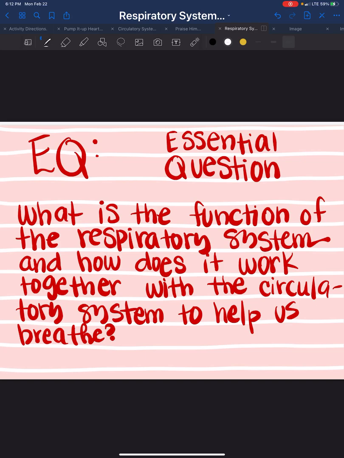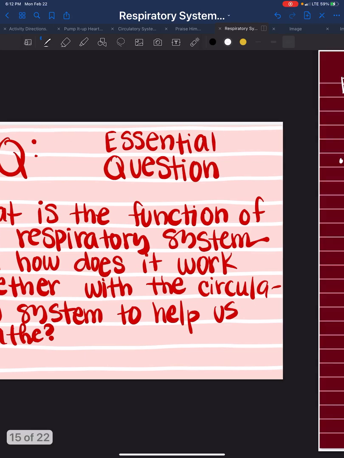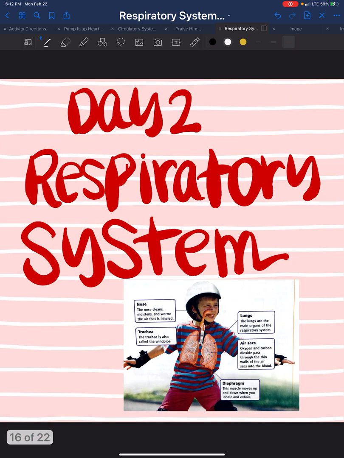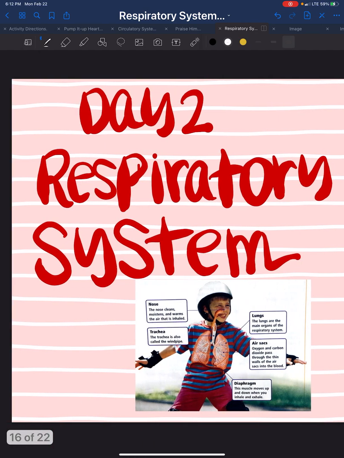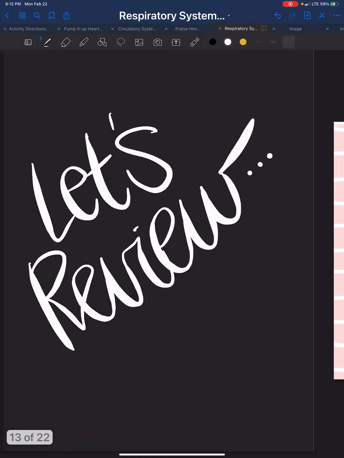Hey guys, what we're looking at today is the respiratory system, and our objective for today is that you'll be able to tell, list, label, and define the main parts of the respiratory system. Pretty much just a review from yesterday, but speaking of review, let's go back.